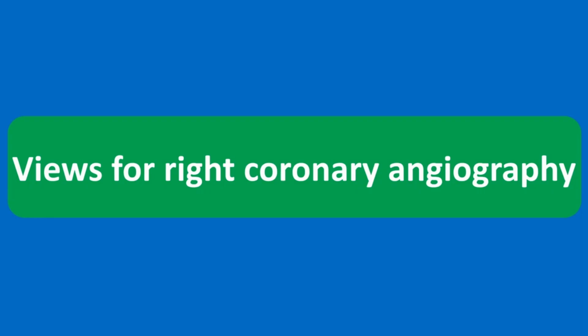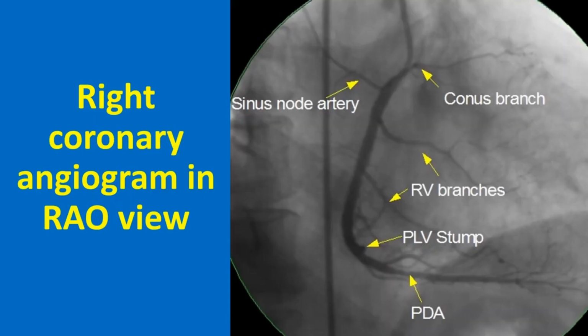Now we will move on to views for right coronary artery. LAO view shows the conus branch and sinus node artery in opposite directions as seen in this image. Right ventricular branches and posterior descending artery are seen well.